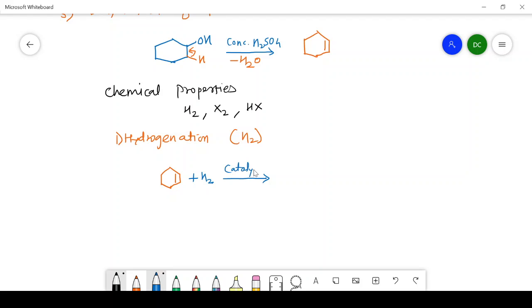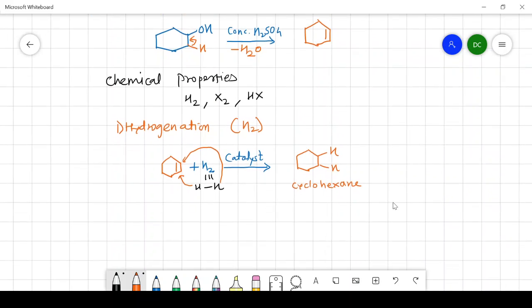The catalyst is nickel, platinum, or palladium. And in presence of the catalyst, what happens? This H2 molecule, I will write as H single bond H, out of which one hydrogen is going to add at this carbon and one hydrogen is going to add at this carbon. That is addition across the double bond, with the formation of a cycloalkane, here cyclohexane. In this way, hydrogenation of cycloalkene takes place.